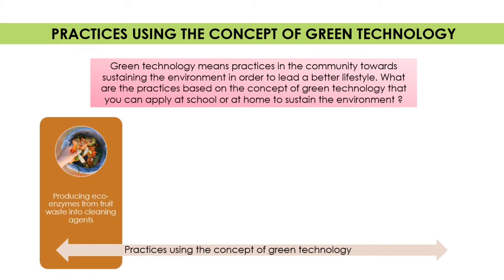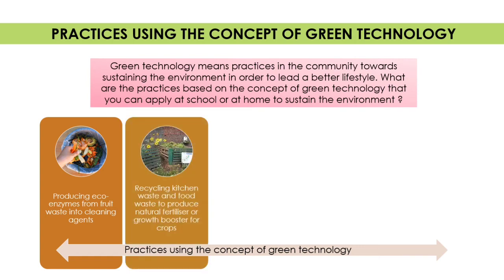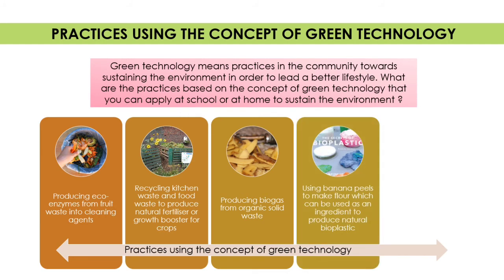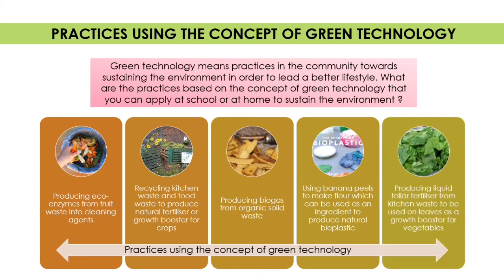Okay. First, we can produce eco-enzyme from fruit waste into cleaning agents. Second, we can use recycling kitchen waste and food waste to produce natural fertilizer or growth booster for crops. And the third one is producing biogas from organic solid waste, using banana peels to make flour which can be used as an ingredient to produce natural bioplastic, and producing liquid foliar fertilizer from kitchen waste to be used on leaf as a growth booster of the vegetable.